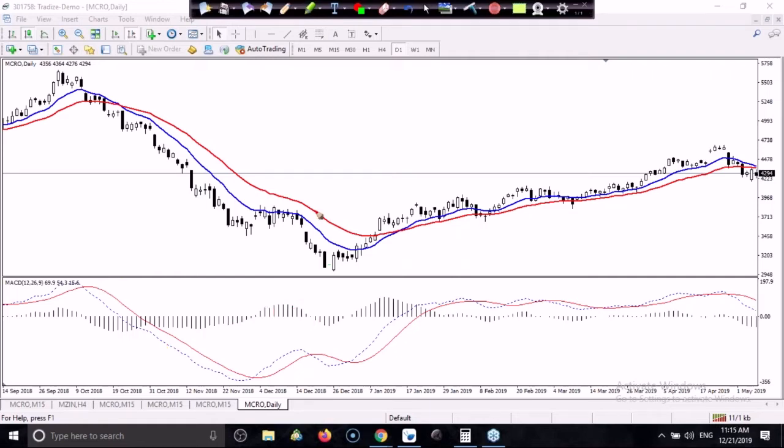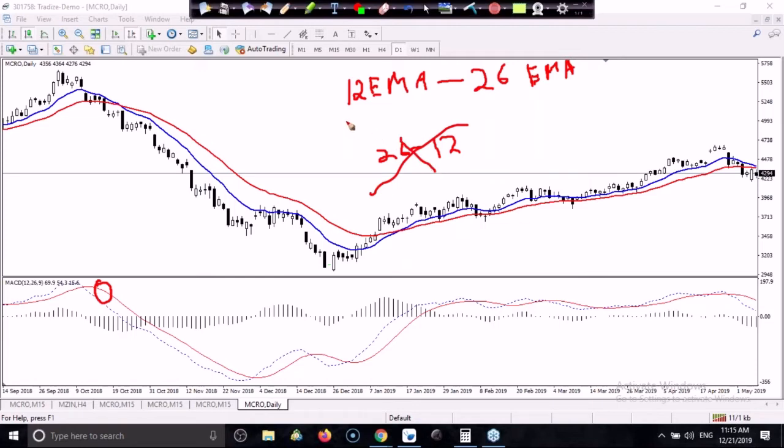So how do they calculate the MACD line? Let me tell you, it's calculated by 12 EMA minus 26 EMA. Remember, don't be confused. Most of the people are teaching 26 minus 12. This is wrong. Remember, the original calculation is 12 minus 26. What result comes, that is called the MACD line, or most of the people say baseline, whatever you say, MACD line or signal line.